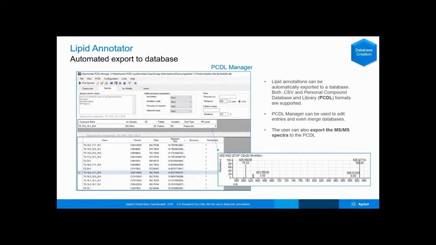The lipid annotator results were exported to a custom personal compound database and library known as a PCDL, containing accurate masses, spectra, and retention times, i.e. an AMRT database. Separate positive and negative ionization mode databases were created for subsequent analysis of MS1 data. The resulting PCDL databases can be examined and also edited in Agilent PCDL Manager.